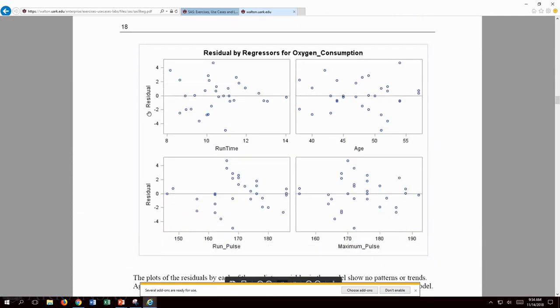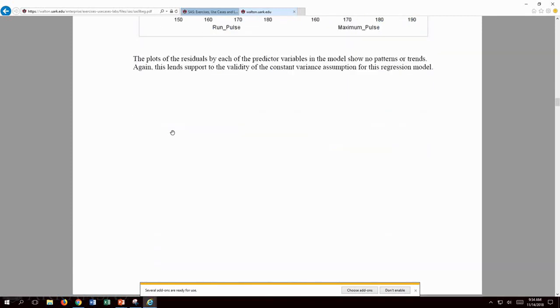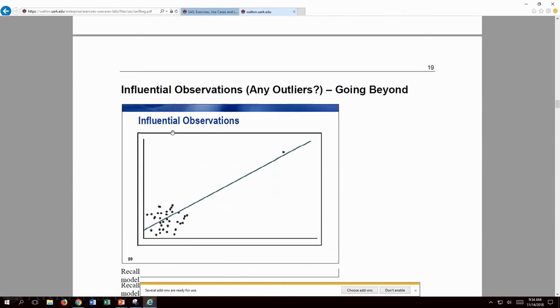We're looking at this residual, and this is going to be our standardized residuals. Any outliers?